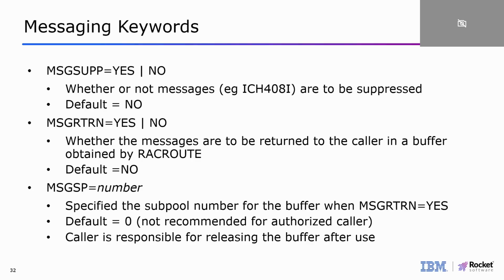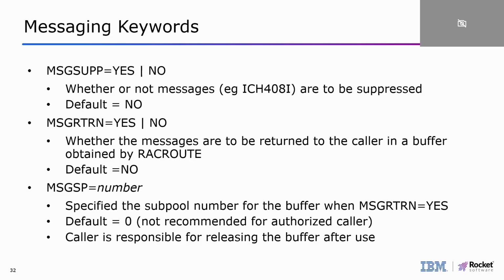All right, messaging and logging. There are some keywords on RACROUTE that relate to your messaging and logging options. MSGSUPP equals yes or no. Default no, you're going to get a nastygram, the ICH408I, but you can opt, if you're authorized, to suppress that. You can opt to get the message that would have been issued to the syslog or to your terminal back in a caller-supplied buffer. Maybe you want to parse it. Maybe you want to stick it somewhere else.